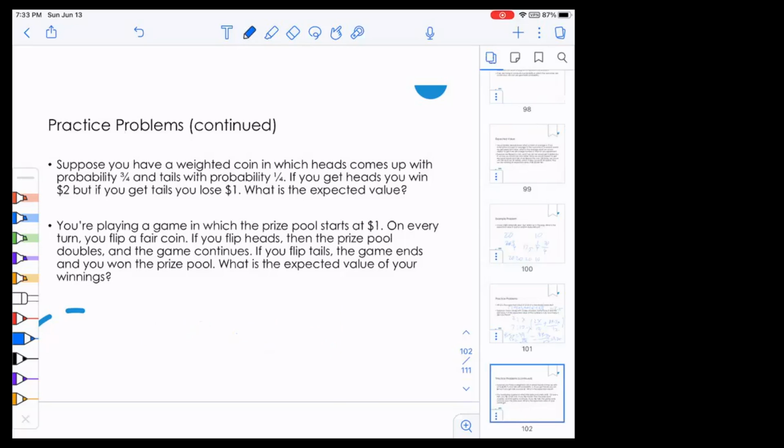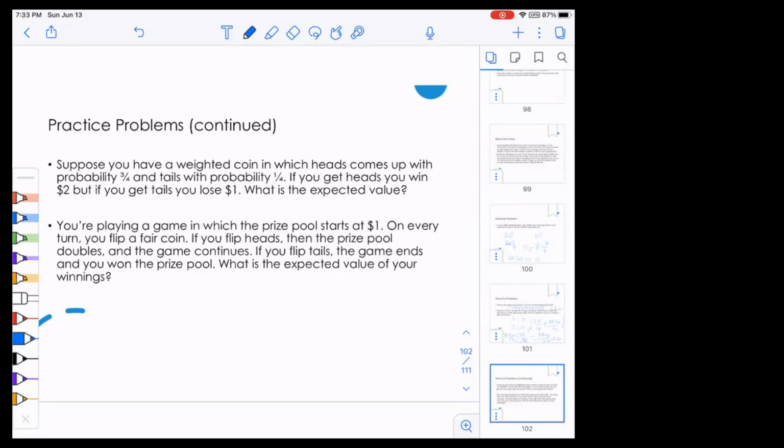So now we go to the second one. You're playing a game in which the prize pool starts at $1. On every turn, you flip a fair coin. If you flip heads, then the prize pool doubles and the game continues. If you flip tails, then the game ends and you win the prize pool. What's the expected value of your winnings?